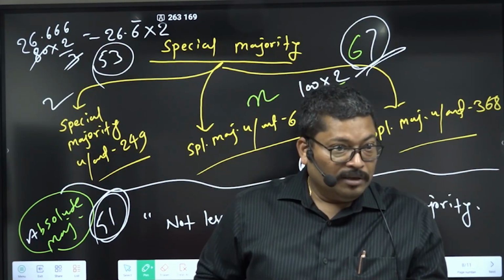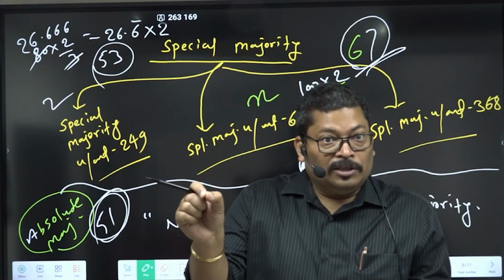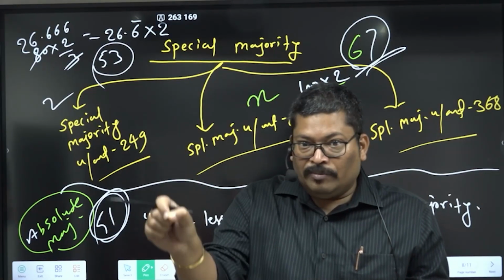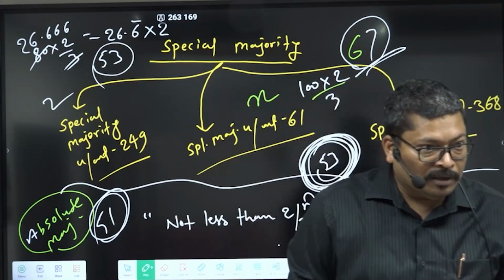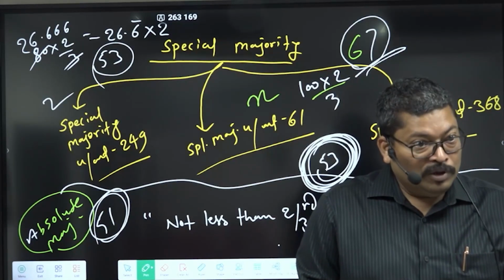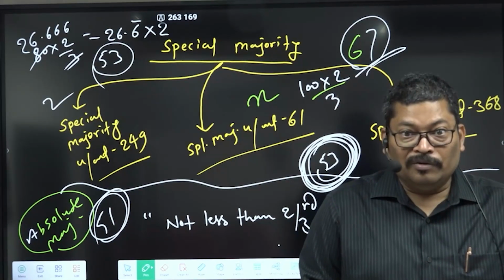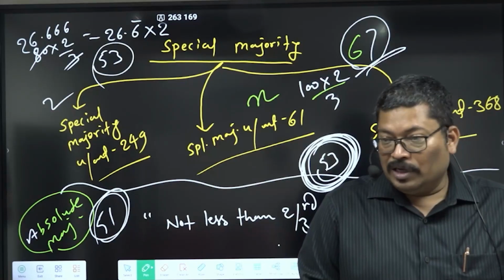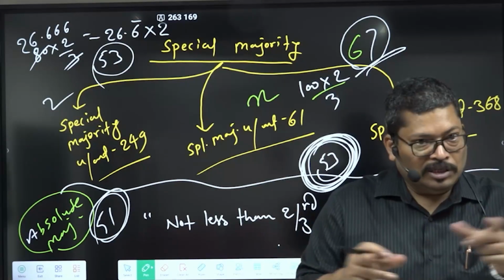No, they are different. Can special majority under Article 368 be equated with special majority that is given under Article 61? No, they are different. So now, hopefully, you would have understood the technical differences which are lying amongst all these three different kinds of special majority.